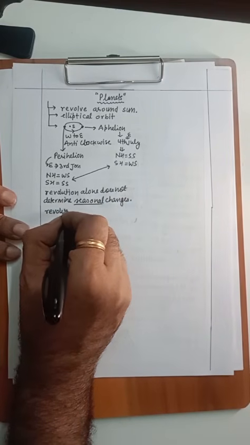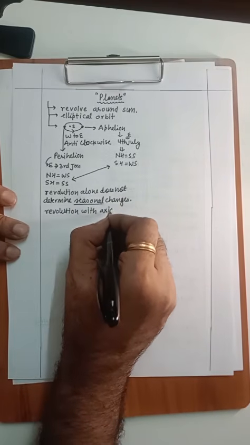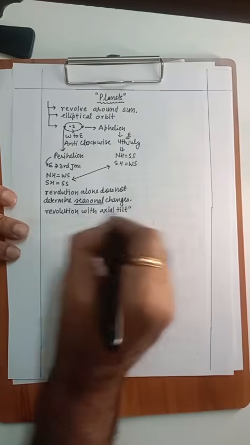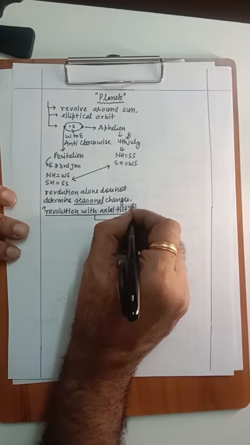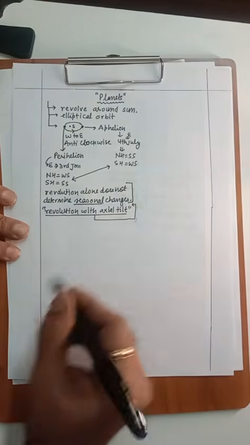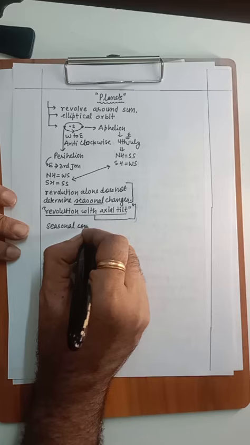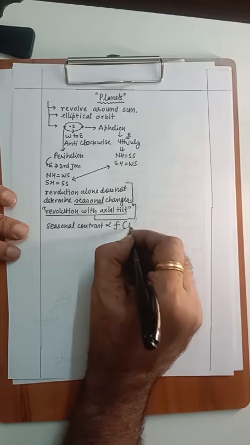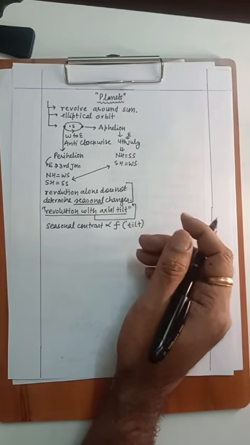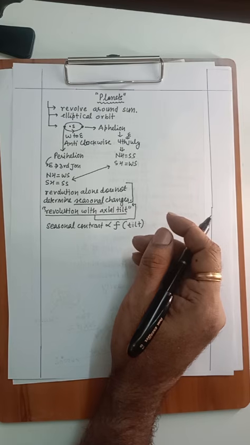Revolution with axial tilt. This is the source of seasonal changes. And seasonal contrast is directly proportional to the tilt of a planet. The greater the tilt, the greater the seasonal contrast. Contrast means the difference between summer season and winter season.